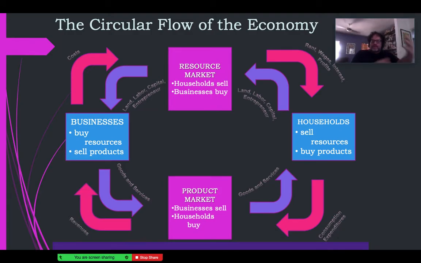And now what do businesses do with all that money that they take in? They pay the households. What do households do with the money they make from the businesses after paying all their bills and stuff? They spend it at the businesses to get goods and services. And then businesses make the goods and services by using land, labor, and capital from households. That's the simple circular flow between businesses and households.